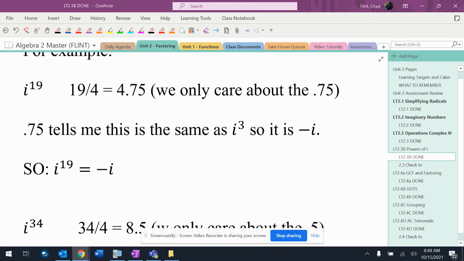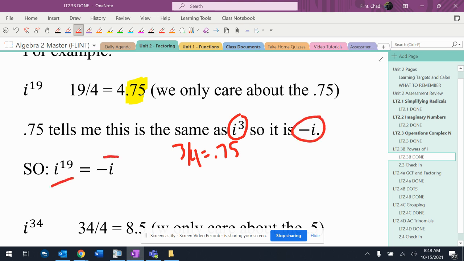So two quick examples of this. If you had i to the 19th, you take the 19, you divide it by 4, and you get 4.75. We only care about the 0.75. The 0.75 tells me that it's the same thing as i to the third. If you want to know why, it's because 3 divided by 4 is 0.75. That's why it is. So that means I'm going to substitute in a minus i.